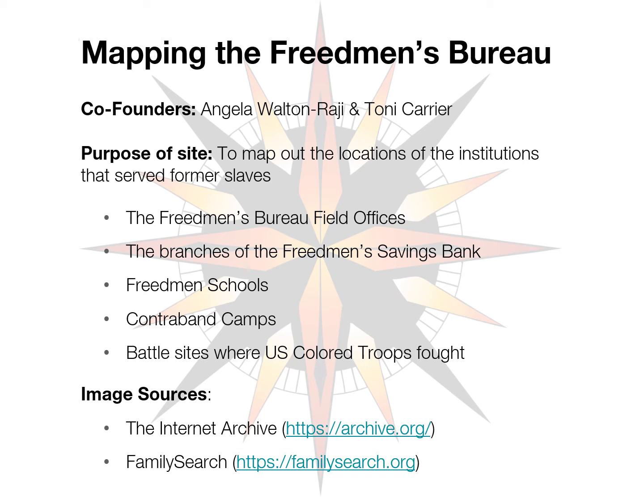Now, the purpose of this site is to plot all the locations of the institutions that served former slaves during Reconstruction on custom Google Maps. These institutions include some of the ones that we've already discussed, like the Freedmen's Bureau field offices, which are the most critical. And there's the branches of the Freedmen's Savings Bank as well. But it also includes freedmen schools, contraband camps, and battle sites where U.S. colored troops fought. And the image sources for those microfilm publications and those rolls are the ones that we've been talking about throughout this presentation, the Internet Archive and FamilySearch.